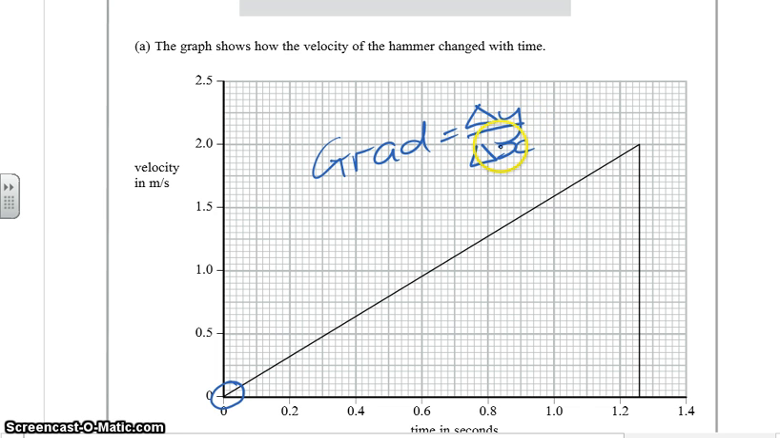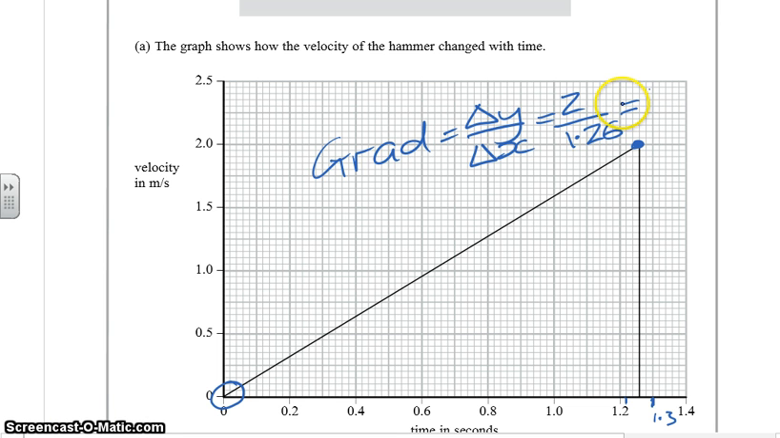Because we're starting from the origin, it's quite easy to see the change in y. It's just up to this point here, the change in y is 2 meters per second, and the change in x, well, we need to look at that carefully, don't we? Okay, there's 1.3 there, so each of these small squares is worth 0.02, so that means that the time is 1.26.